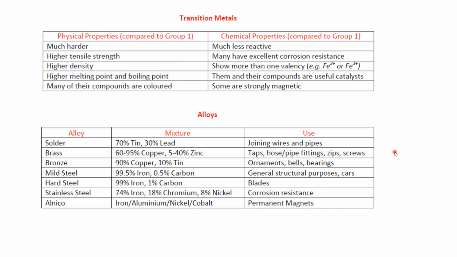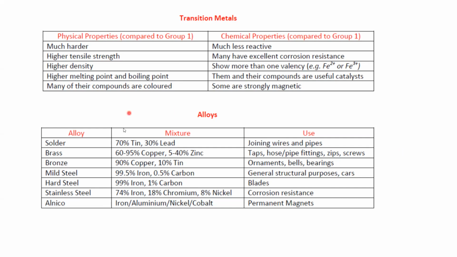Their compounds can be used as a catalyst as well. So them or their compounds, like I can use iron as a catalyst. I can also use a compound of iron as a catalyst. A catalyst is a substance which alters or changes the rate of the reaction without being chemically used up. And some are strong magnetic materials as well.